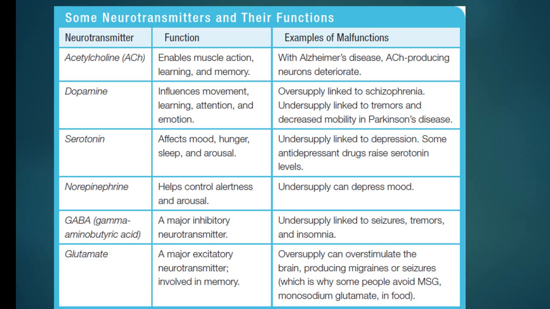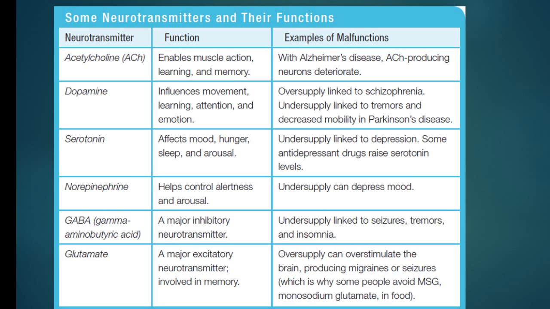Serotonin, the one I gave you the example of, of course, we link it with depression because it affects your mood, your hunger, your sleep, arousal, and it does a lot of things. Actually, it's involved in a lot of processes that we have. The antidepressant drugs are there to raise the serotonin levels or to keep it in the synapse a little bit longer. Norepinephrine helps control our alertness and arousal. It is also linked with depression and undersupply. So most of the drugs that we use as antidepressants work on norepinephrine and serotonin systems.